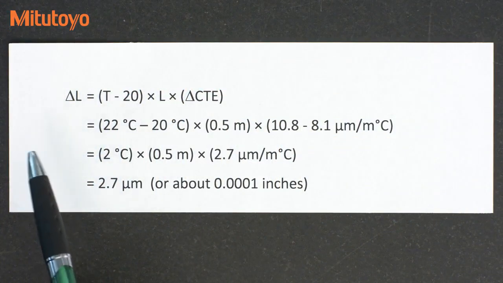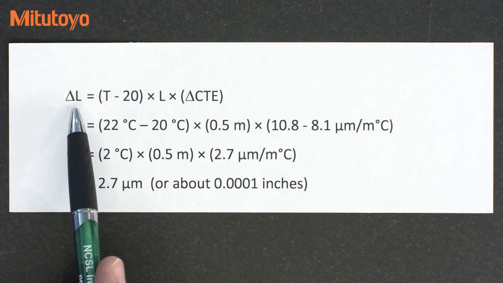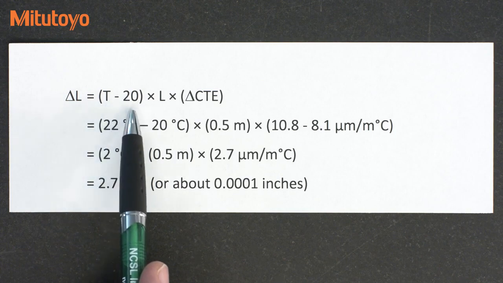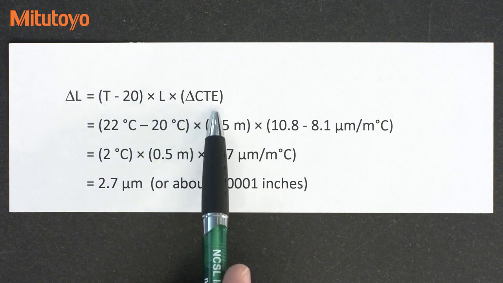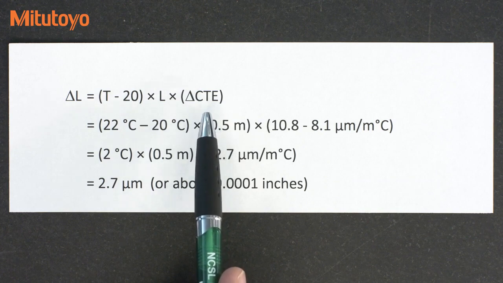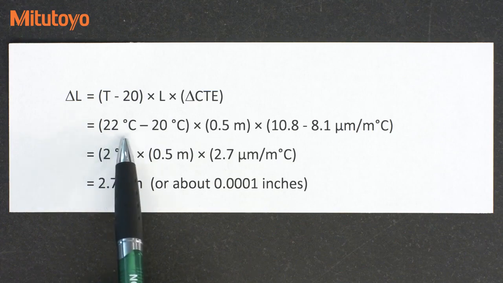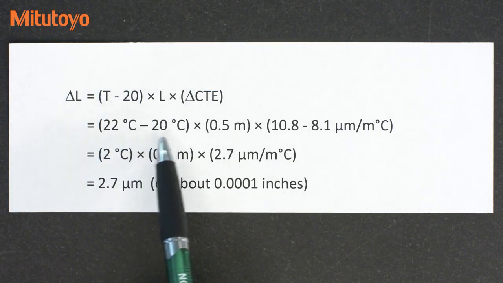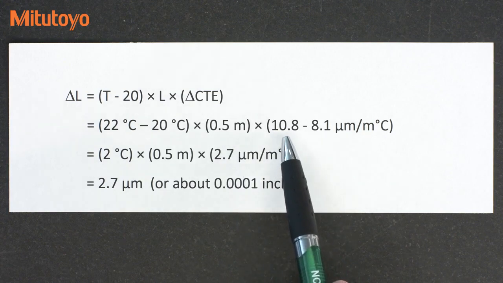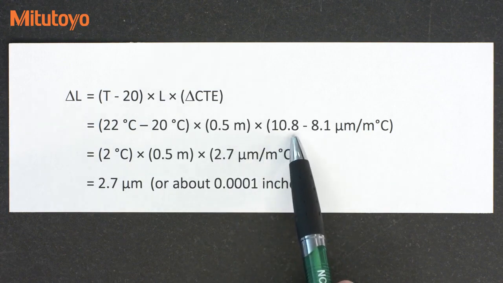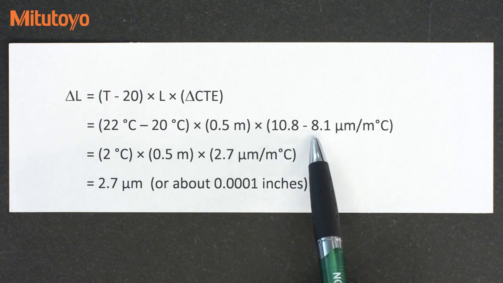The equation looks like this. The change in length equals the temperature that we're at minus 20 degrees C, that's the reference temperature, times the length that we're measuring, L, times the difference in the CTE between the linear height scale and the gauge block material. So we're saying that we're at 22 degrees C in this example. So it's 22 minus 20. Now we have a 500 millimeter gauge block, so that's half a meter. And then the two different CTEs: the gauge block, the 10.8, and the scale for the linear height, the 8.1.